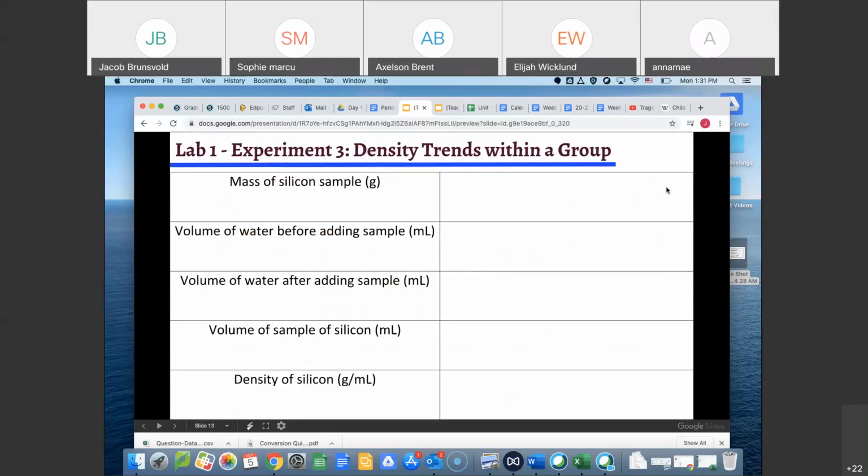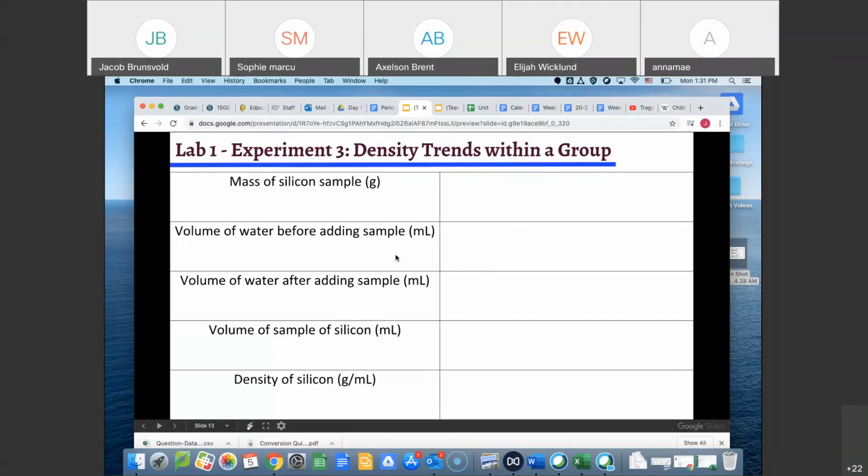So then for experiment 3, that's the one where we're looking at the density trends within a group. Now, experiment 3 for lab 1 and lab 2 together are both really kind of long, so we're not going to watch the whole video. So if you haven't seen these yet, if you want to actually watch this one, just follow the YouTube video that's on the document.